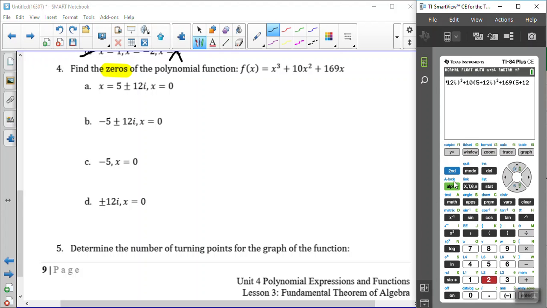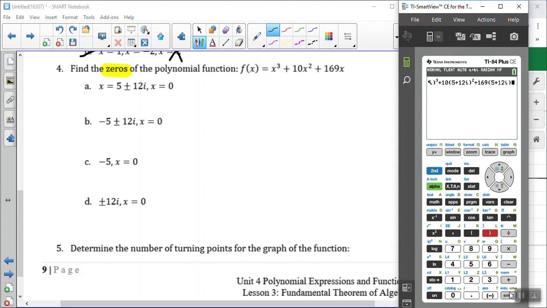Do you have to use parentheses? Yes, 100%. You have to make sure to put parentheses for your x. Hit enter. And nope, I did not get 0, so this does not count.